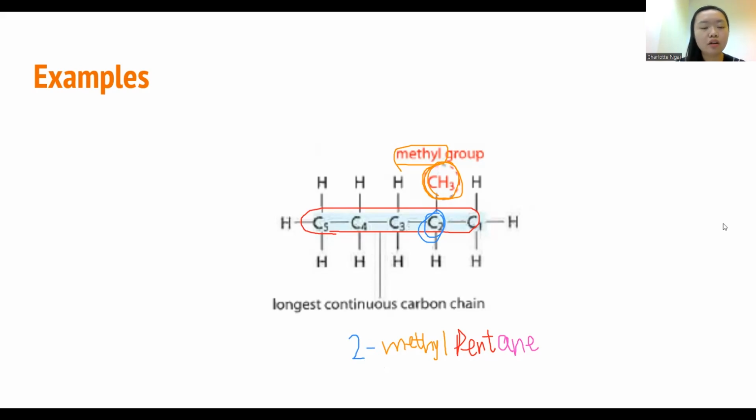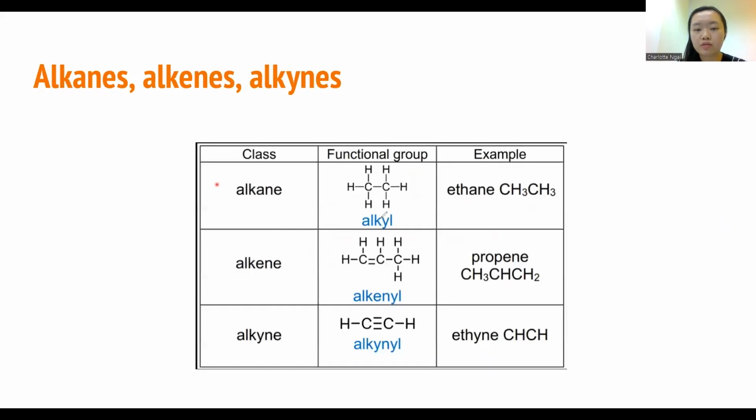Now, let's talk about alkanes, alkenes, and alkynes. As you can see, an alkane in this structure has only single bonds, and so I will use the name ANE. For an alkene, you will see a double bond in the structure, so I will use ENE. And finally, YNE will be for the structure that contains a triple bond.